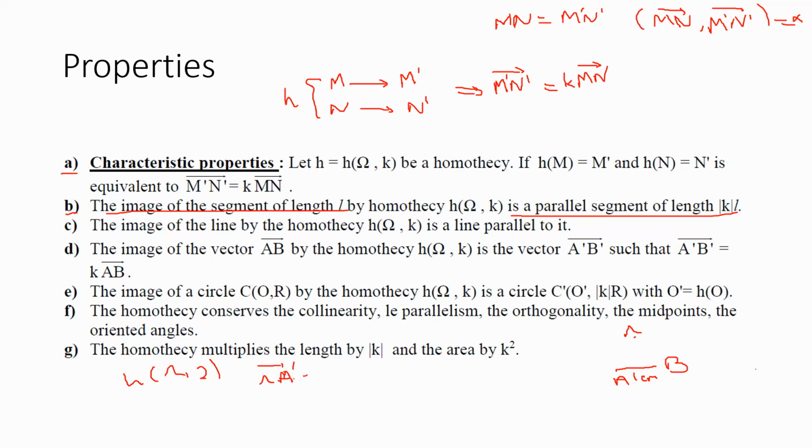Omega A prime equals 2 omega A, right? A prime is here. And by H, B becomes omega B prime equal to 2 omega B. Where will B prime come? It becomes here, B prime. So AB is parallel to A prime B prime, and the length of A prime B prime equals the absolute value of K times the length of AB.